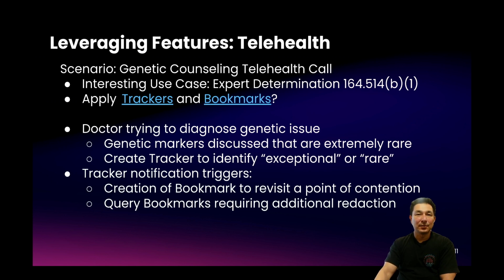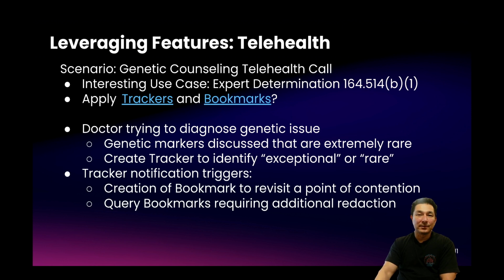Let's say our telehealth appointment is specific towards genetic counseling, and we're discussing issues with genetic markers that are extremely rare enough that it could potentially reduce the pool of people so that an individual can easily be identified. In order to keep this individual's personal identity private, we might have to redact this information. We could create a tracker containing the vocabulary that captures rare or exceptional genetic markers. When this tracker gets triggered, we could automatically take action to create a bookmark in this conversation, flagging reviewers to revisit this point of possible compliance violation with human eyes, and then take additional measures to redact this personal information.